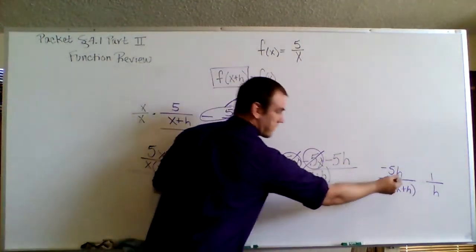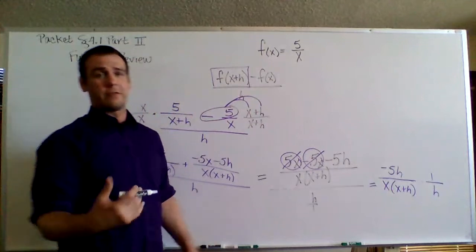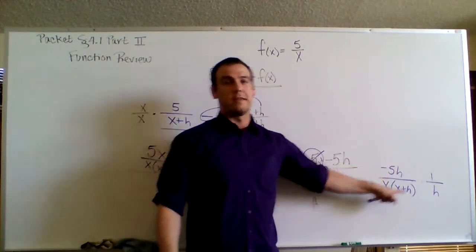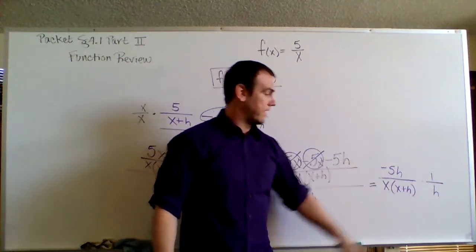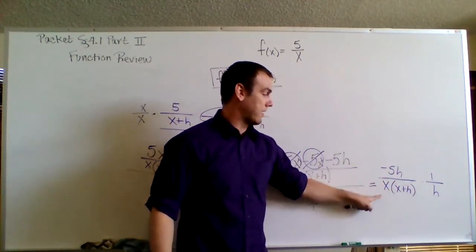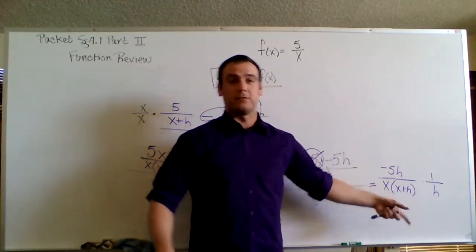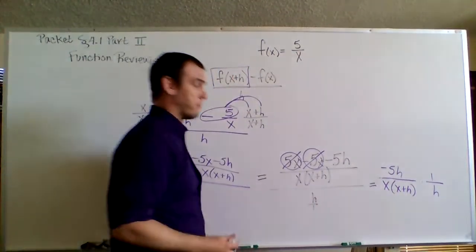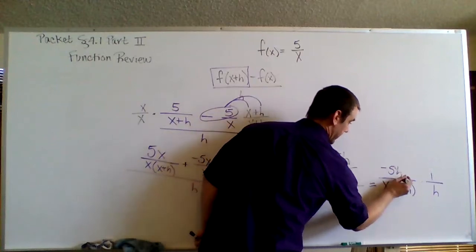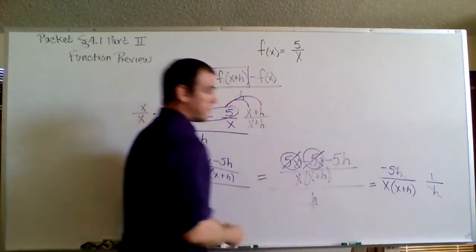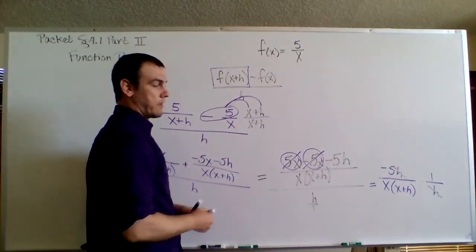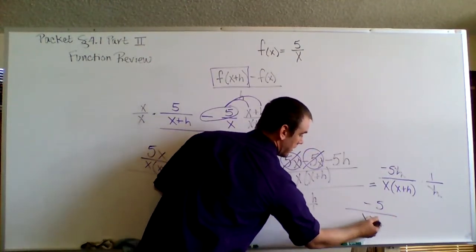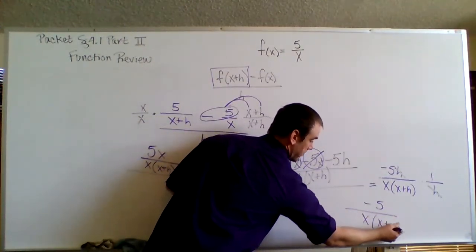If you notice, this h is being multiplied by everything else on top. It's h times negative 5 times 1. This h on bottom is being multiplied by x plus h, so it's times everything. So if it's being multiplied by everything on top and everything on bottom, you can cancel that. Bringing me to my answer of negative 5 over x times x plus h.